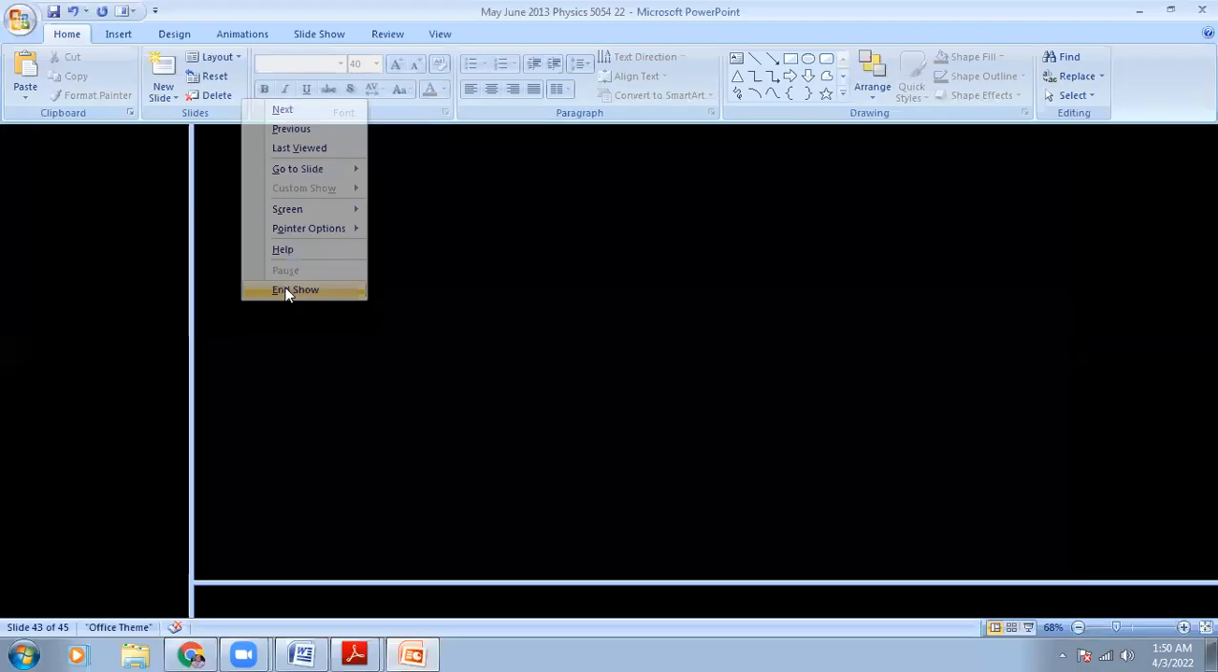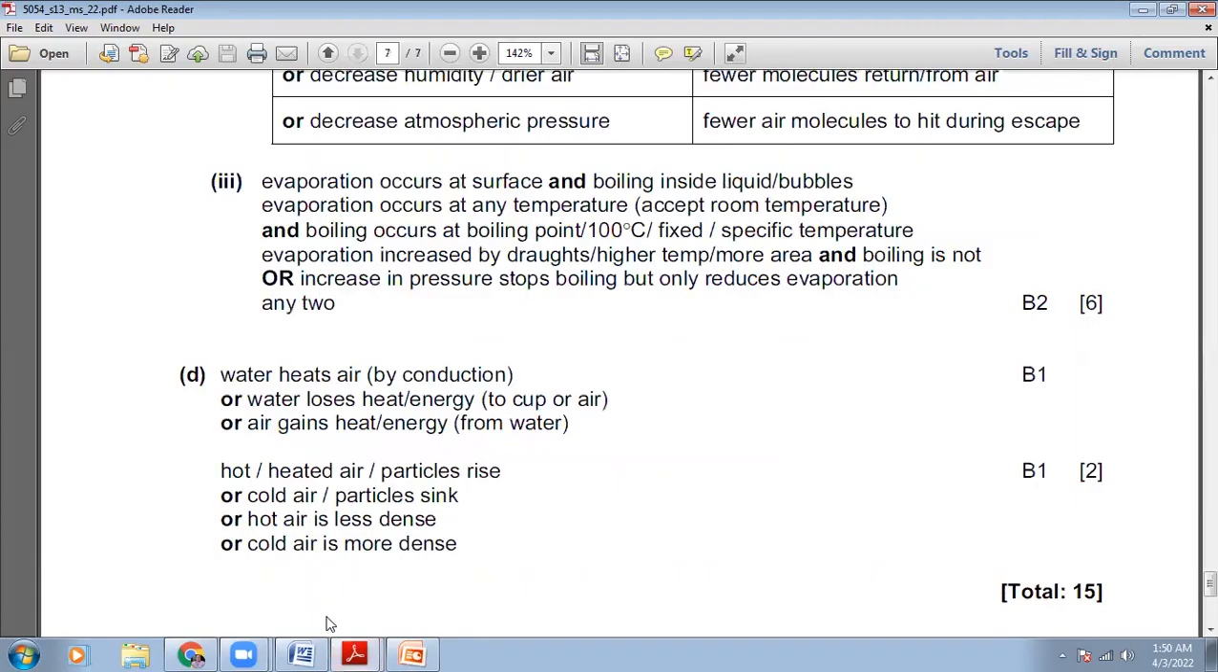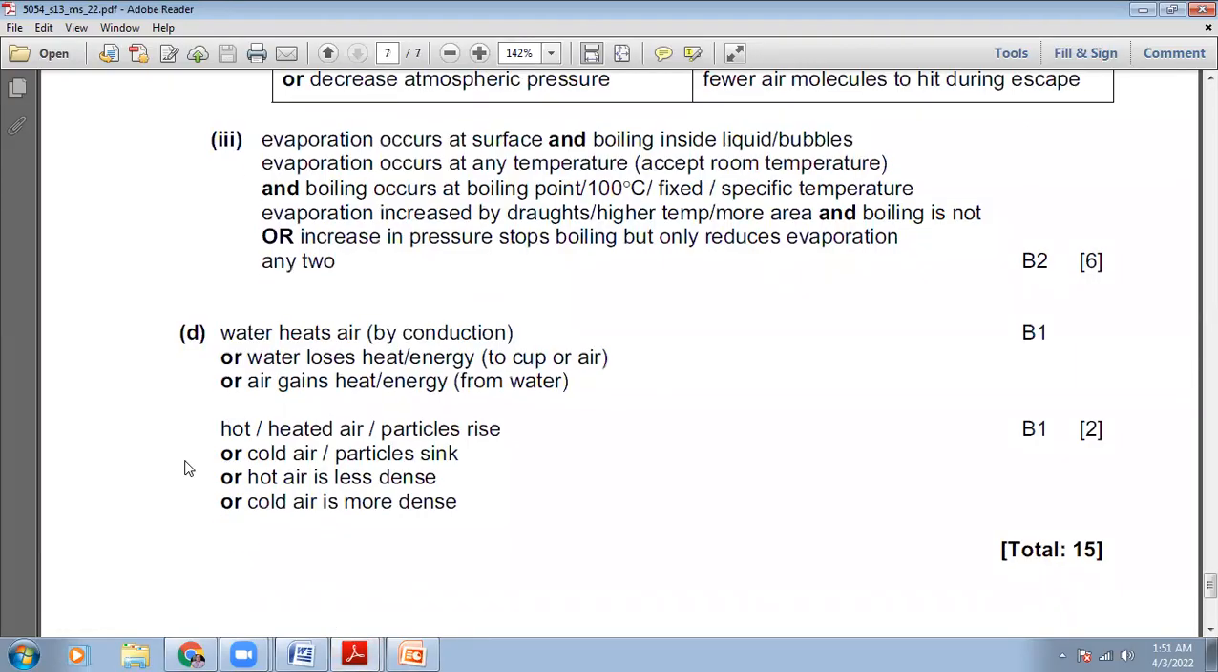So that's our answer. Let's have a look at the marking scheme. He says evaporation occurs at the surface and boiling inside the liquid, with bubbles. Evaporation occurs at any temperature, and boiling occurs at the boiling point, 100 degrees centigrade, a fixed specific temperature. Evaporation is increased by draft, higher temperature, more area, and boiling is not, while an increase in the pressure stops the boiling but only reduces evaporation. So you have to write any two.